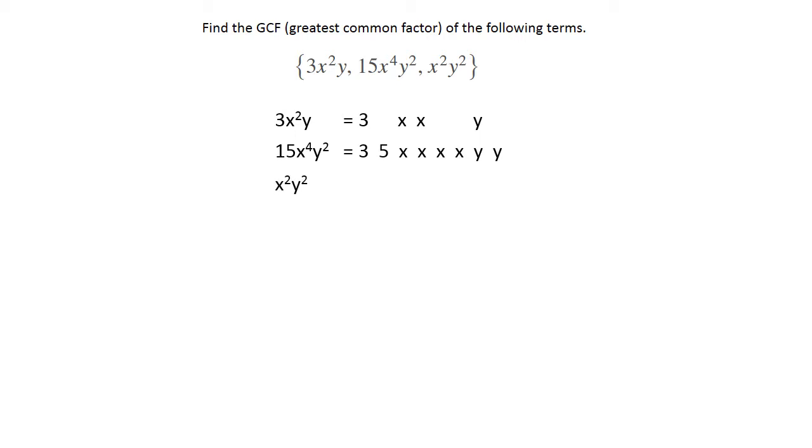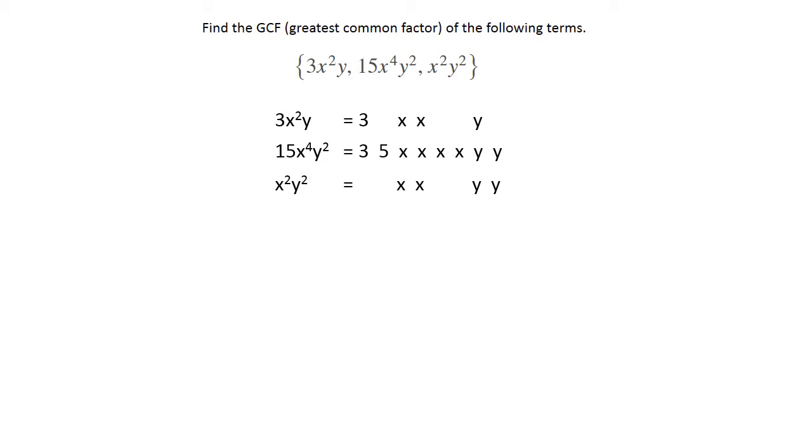And the third term is x squared y squared. There's no numbers there, but we do have 2 x's and 2 y's. And I'm just lining everything up underneath each other if it matches. So that's why they look a little bit spaced out.